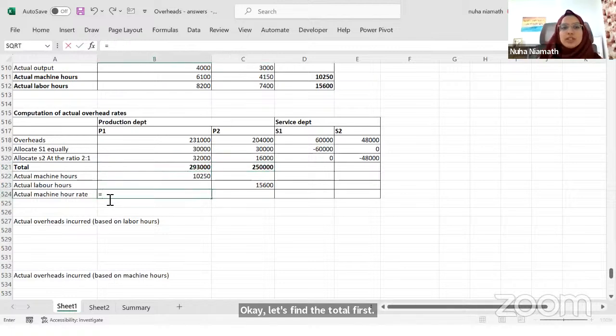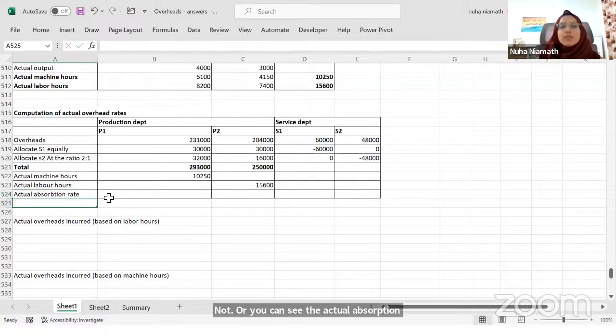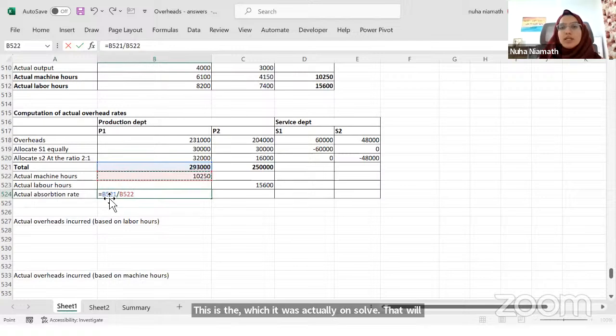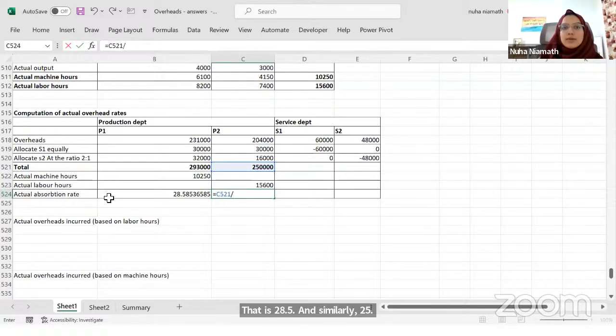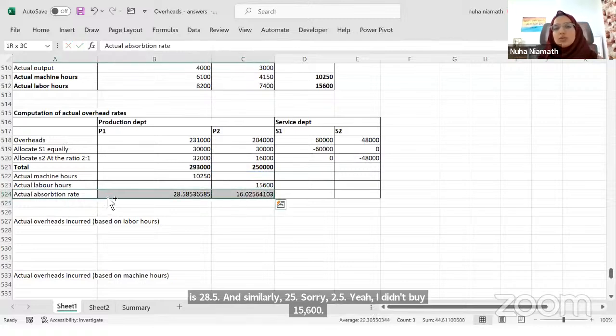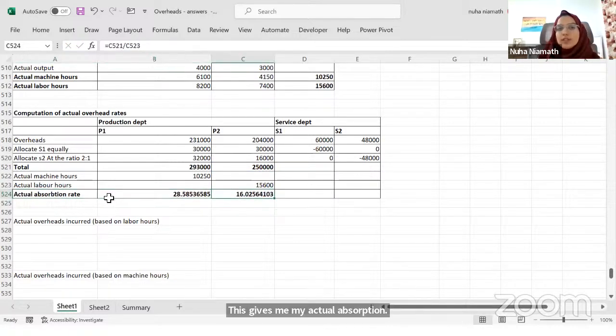The actual machine hour rate, or you can say the actual absorption. This is the rate at which it was actually absorbed. So that will be my overhead costs divided by the actual machine hour. That is 28.58. And similarly, 2.5 lakhs divided by 15,600. So this gives me my actual absorption rates of 28.58 and 16.03.